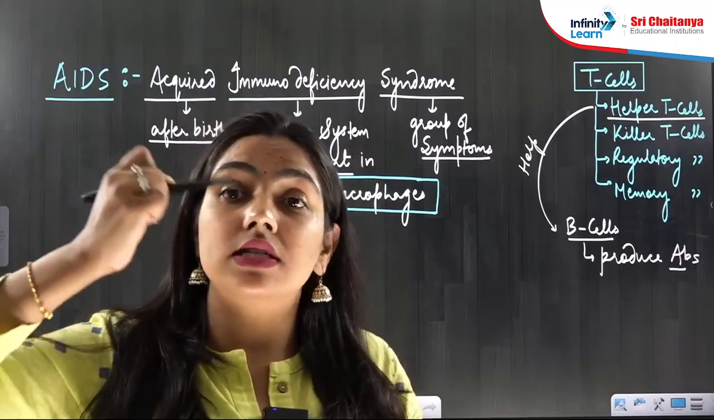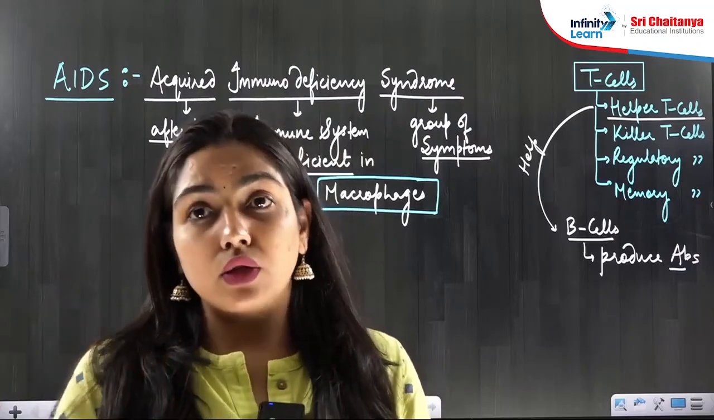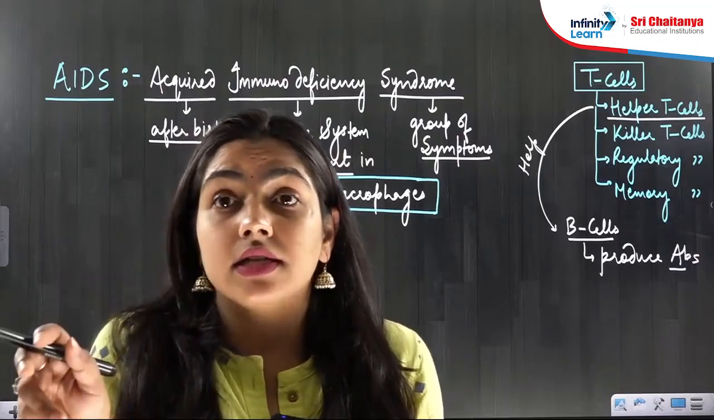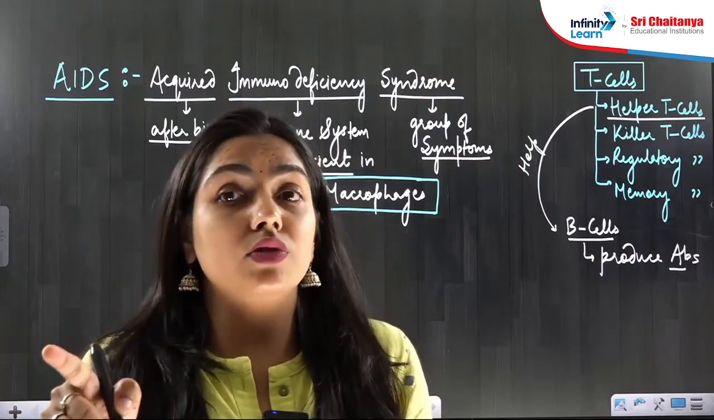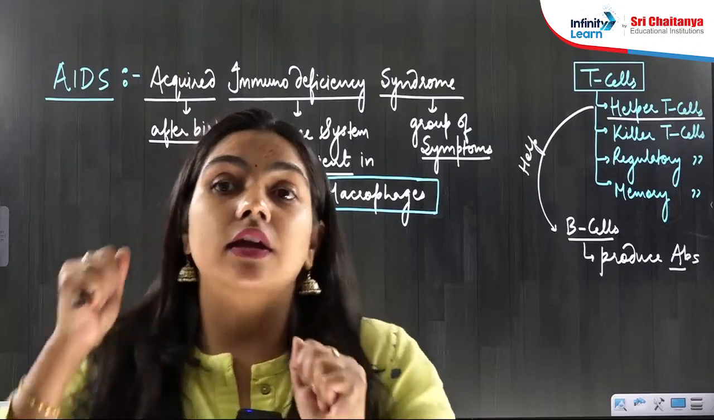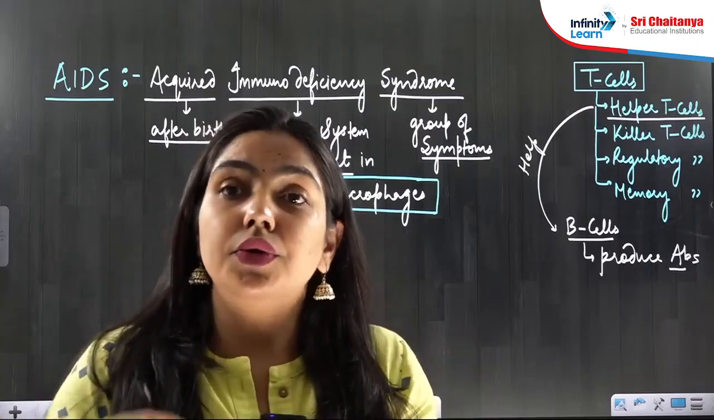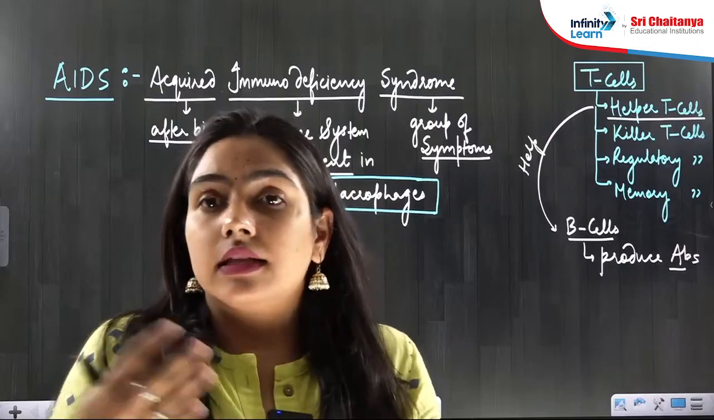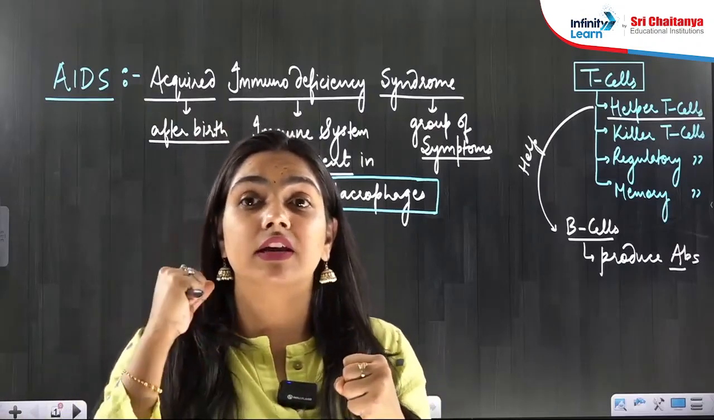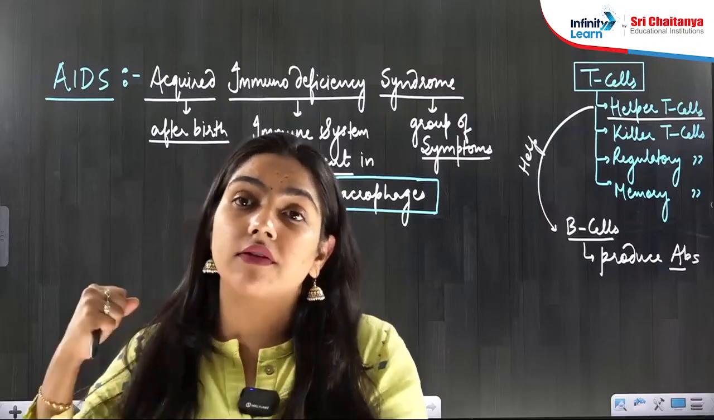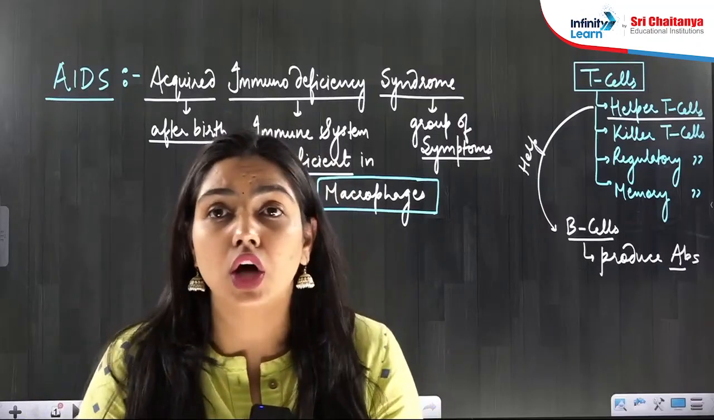That means the pathogens will get the opportunity to cause the disease. The pathogens will see, okay, this is an AIDS infected person, this is an HIV infected person, so its immune system is very weak. So now we can attack. So pathogens will get the opportunity to cause the disease. Otherwise, if our immune system is very strong, our immune system can fight with the pathogens. So pathogens will not be able to cause the disease.